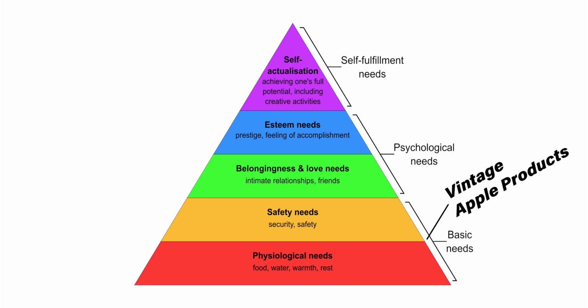I remember from college Maslow's hierarchy of needs. At minimum, we require food, water, and sealed in-box vintage Apple products. Then, safety and physical security.